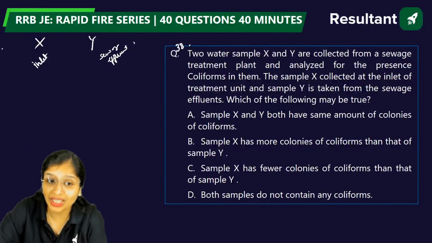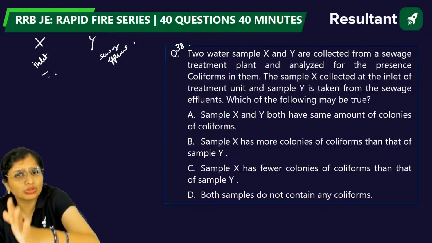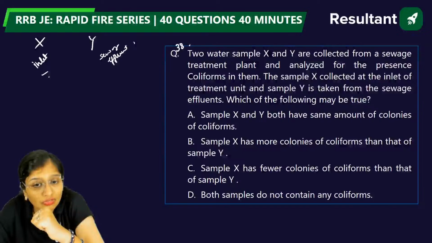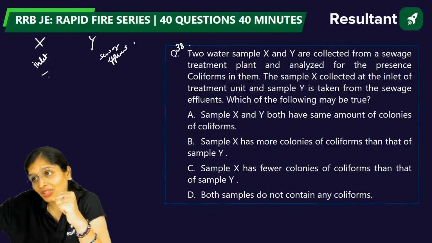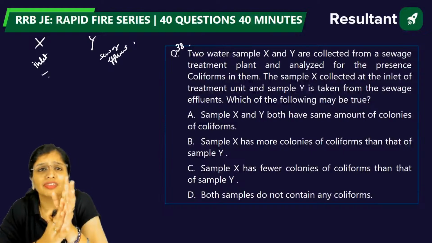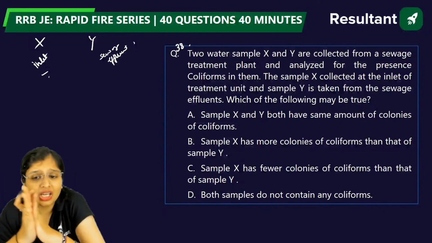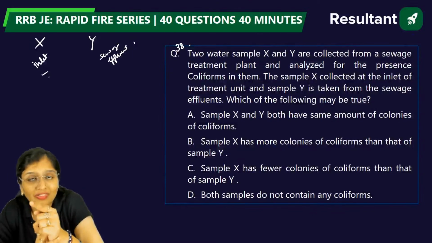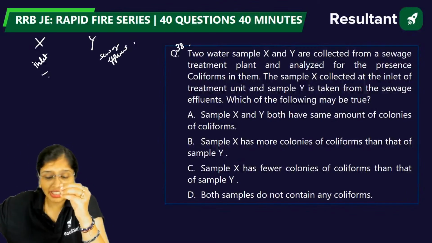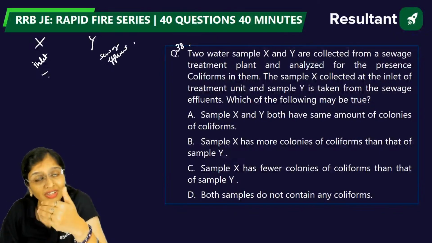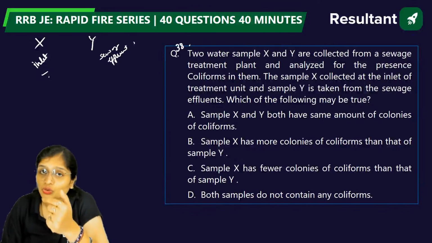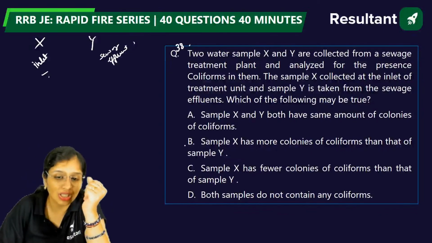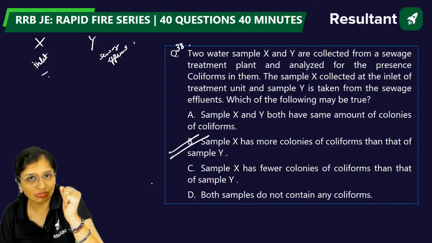See, this you have taken from the inlet. That means the water is just going to the treatment plant. So obviously it will have a large number of pathogens. That means large colonies of coliforms will be there. Y is taken from the effluent when the water is treated, so it will have very negligible colonies. So sample X will have more colonies as compared to sample Y, because sample Y you have taken when the treatment is over, and sample X you have taken when the treatment is just about to start. So sample X has more colonies of coliforms.